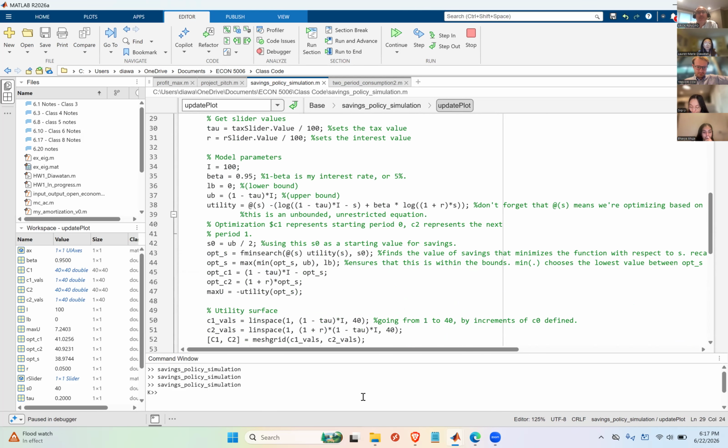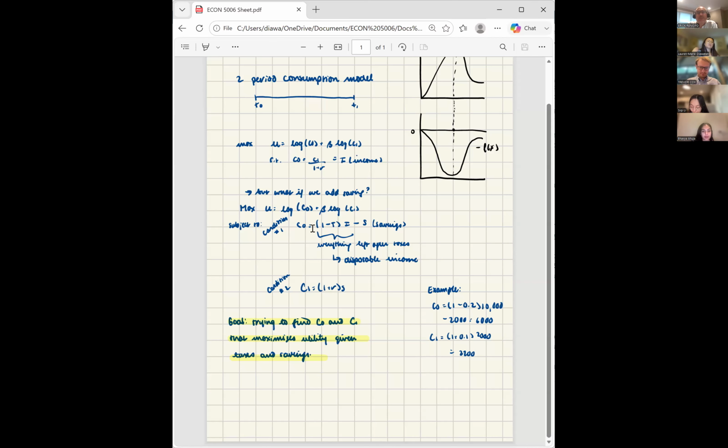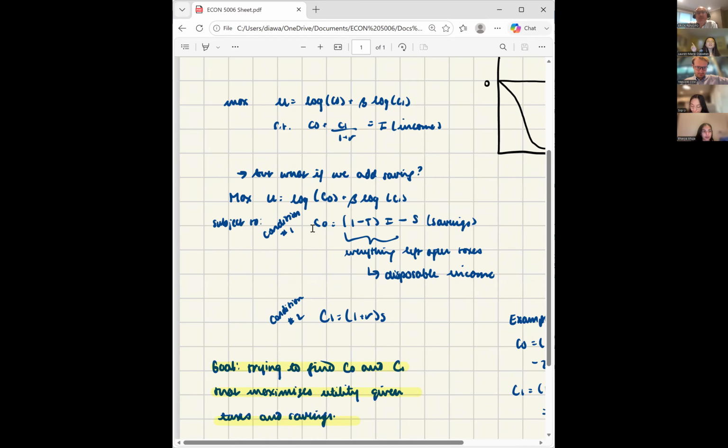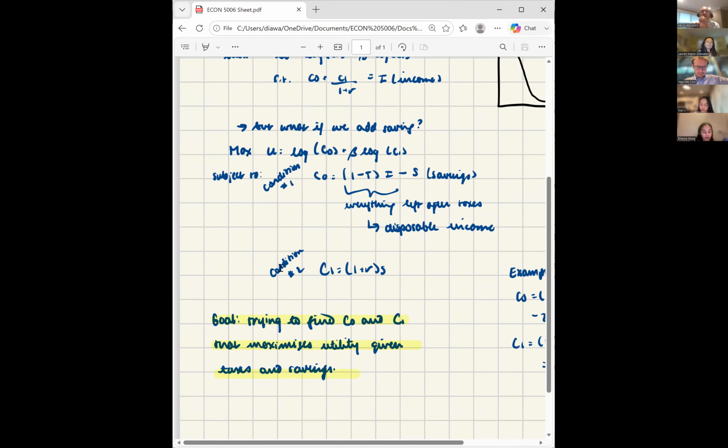So we have our model parameters. Once again, I'm going to briefly go back to the sheet just for you to see it one more time. We have max utility with log C0 plus beta log C1. C0 is defined by 1 minus tau, or 1 minus our tax rate. Everything left over from that is our disposable income, and from there we take our savings. Our choice of savings, given our tax rate and C0, determines our consumption in the next period, time period 1. So that's the condition: C1 equals 1 plus R times S.